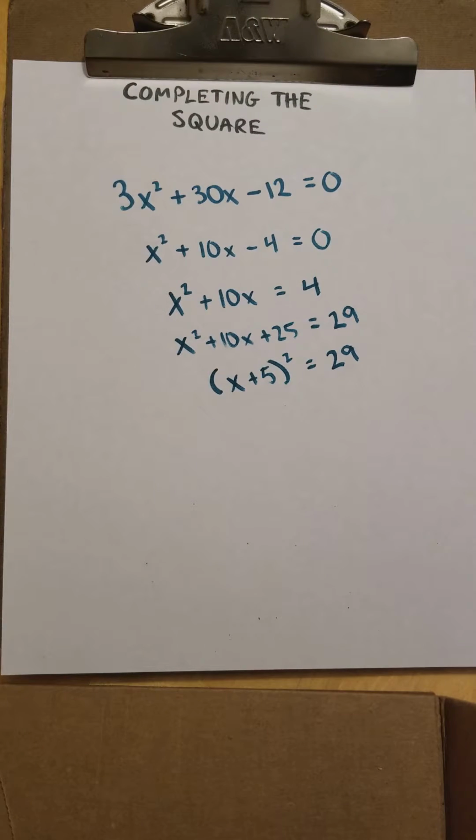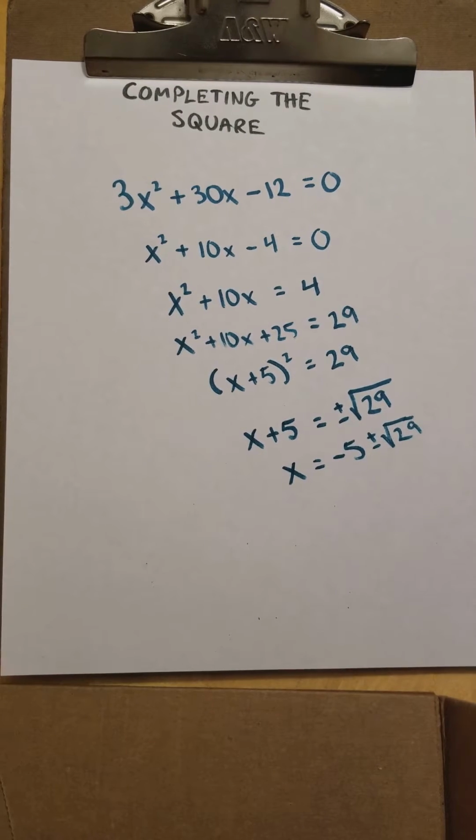Now that I have a binomial squared, I can square root it, and we have to take both the positive and negative square root. And now we're almost done. x is almost alone. We just need to switch sides, switch signs. And x is equal to negative 5 plus or minus the square root of 29, which is the exact answer.